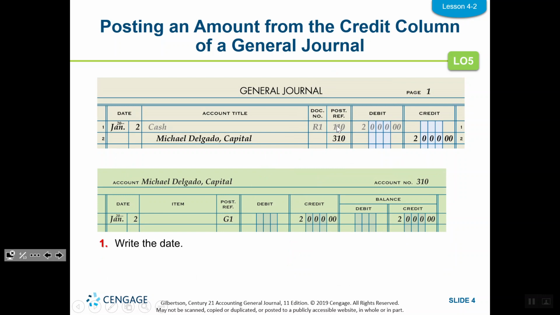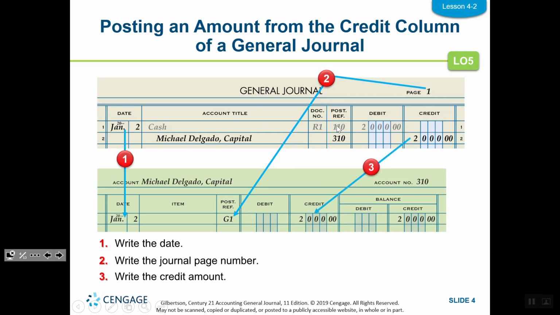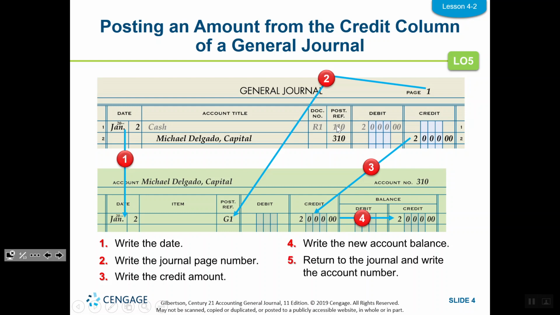Okay, so then we do the credit amount. Again, we bring the date to that account. We write the journal page number. We write the credit amount and calculate the new balance. And then again, we write the account number in the post-reference column.